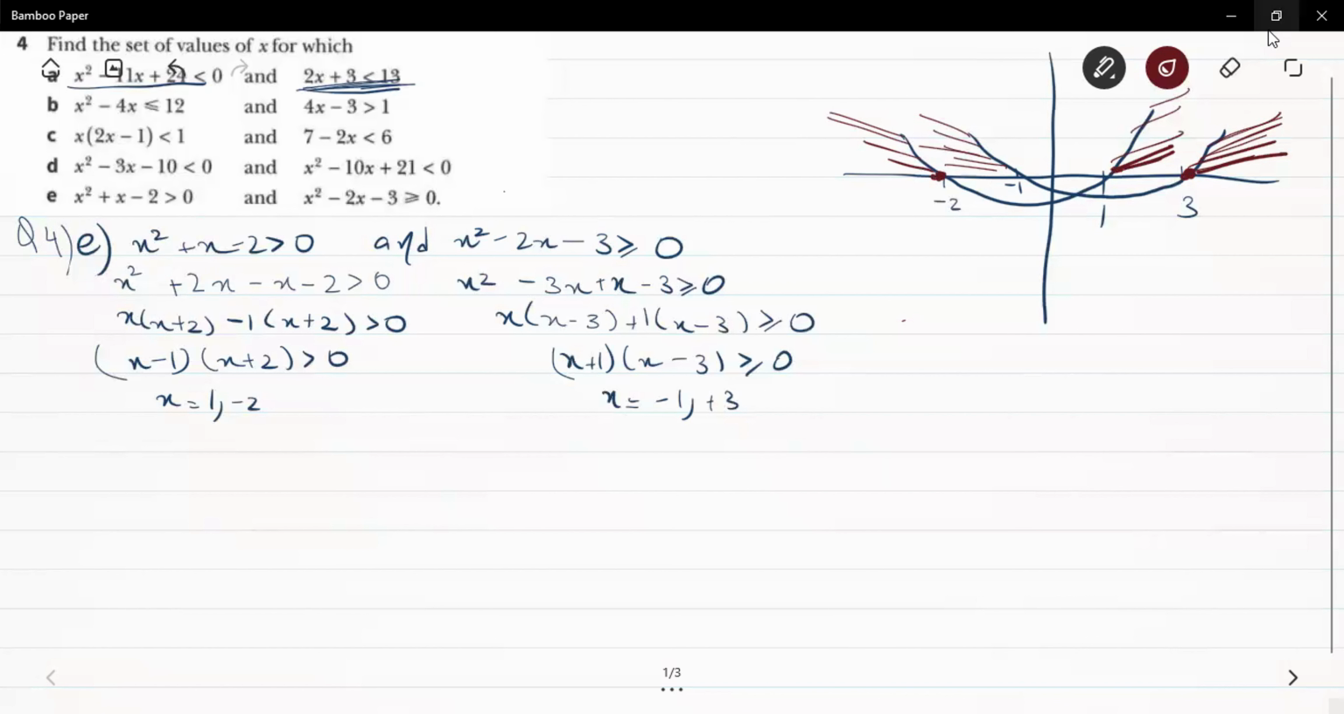So what we are going to say is x is lesser than -2, but x is greater than or equal to +3. We have the equals to because the value which we have got, +3, also gives the value which is equal to 0. So that's it. And this is the answer for part E.